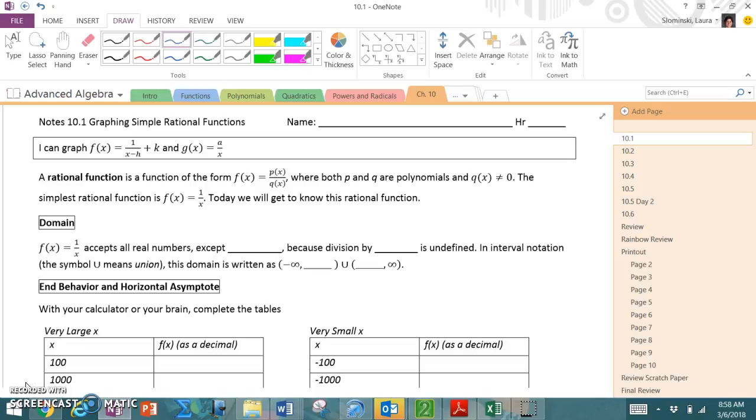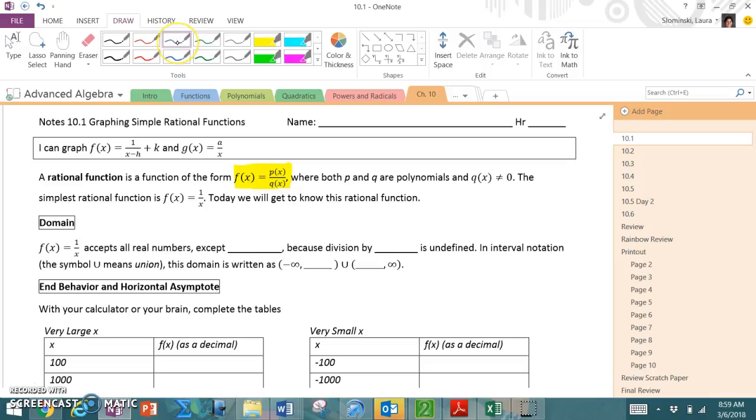Section 10.1 is called Graphing Simple Rational Functions, and the objective is that I can graph f of x equals 1 over x minus h plus k, and g of x equals a over x. So we start by defining what a rational function is, and it's a function of the form f of x equals p of x divided by q of x, where both p and q are polynomials, and q of x can't be 0. The simplest rational function is f of x equals 1 over x, and today we'll get to know these.